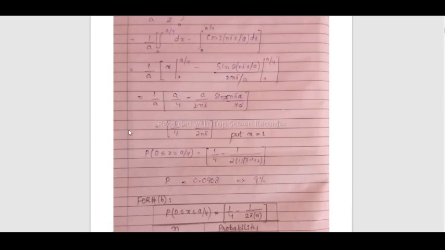Note that we started with P is equal to this. This is the equation of probability of finding the particle in the region from 0 to a upon 4, which totally depends upon the value of n. If we put n equals to 1 in this equation, we get the probability 0.0908, which is equal to 9% of 1.